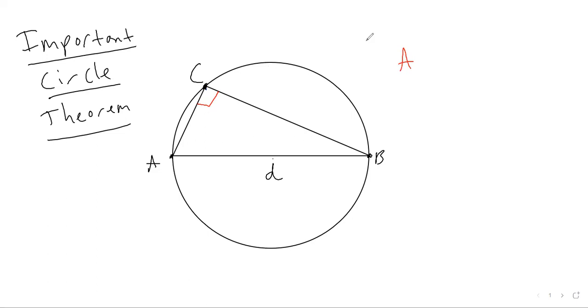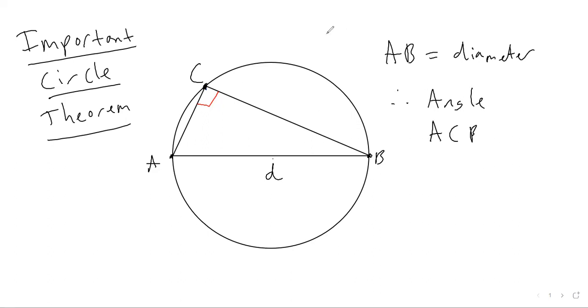Let's just make a note of this properly. AB is the diameter. So if AB is the diameter, then the opposite angle to the diameter, this angle ACB, angle A to C to B, must be equal to 90 degrees. So that's the key circle theorem.